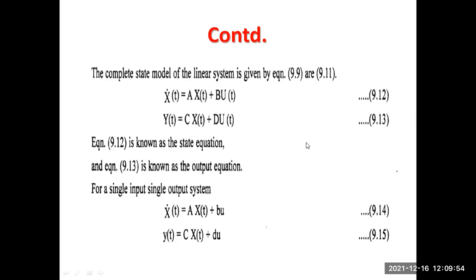For a multiple input, multiple output system, these are vectors, because there are multiple inputs and multiple outputs. But if you have a SISO system, single input and single output, your input is u t and your output is y t. In those cases, the state space representation will be x dot t equal to A x t plus B u t and y t equal to C x t plus D u t.